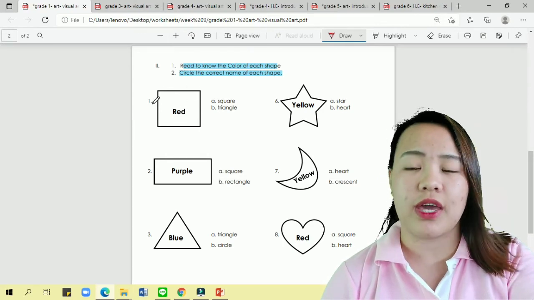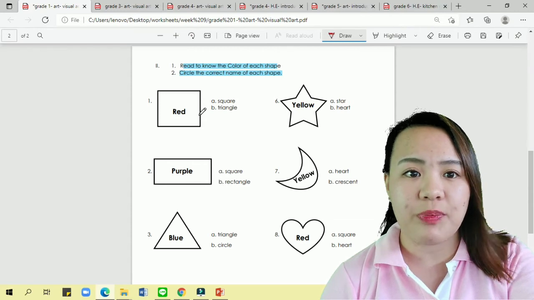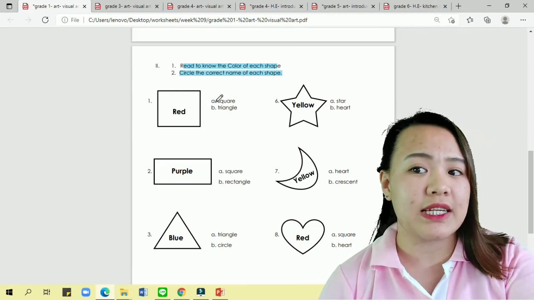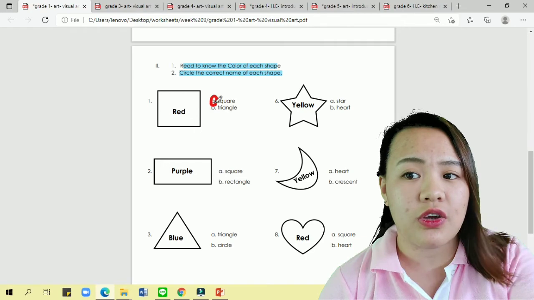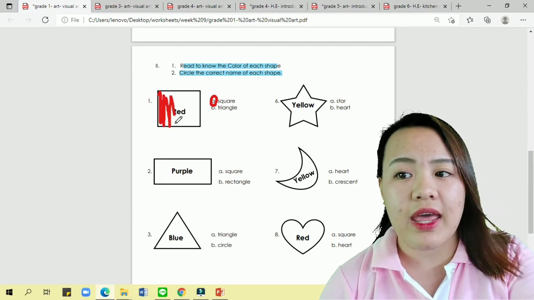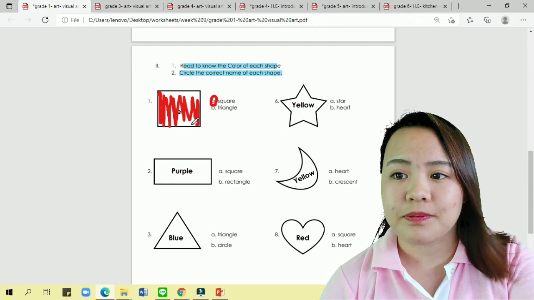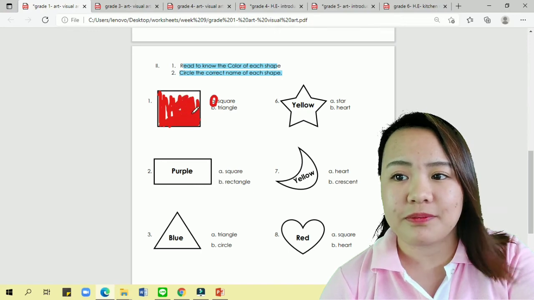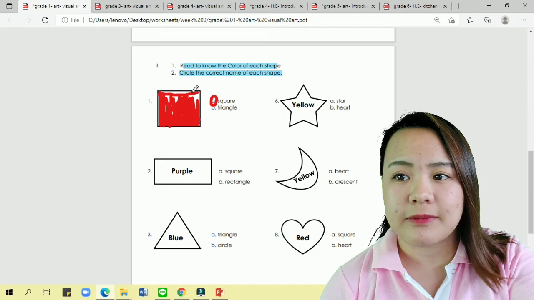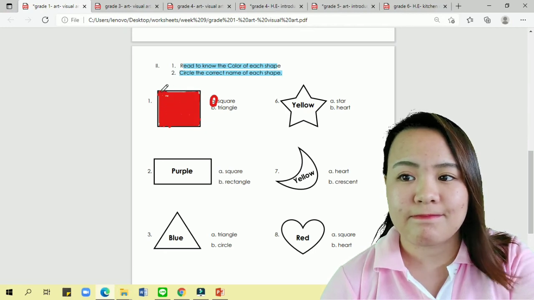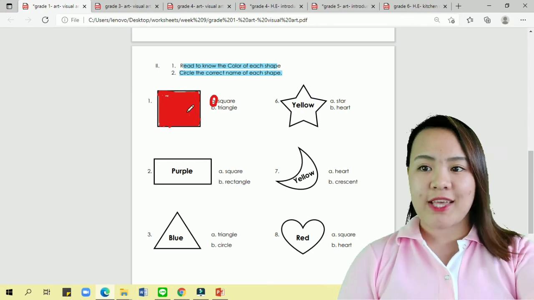So what shape is this? Is this a square or a triangle? The answer is square. So you're going to circle your answer and then you're going to color the box with color red. You need to color it beautifully. It's up to you. Let's color with red. So there you go.